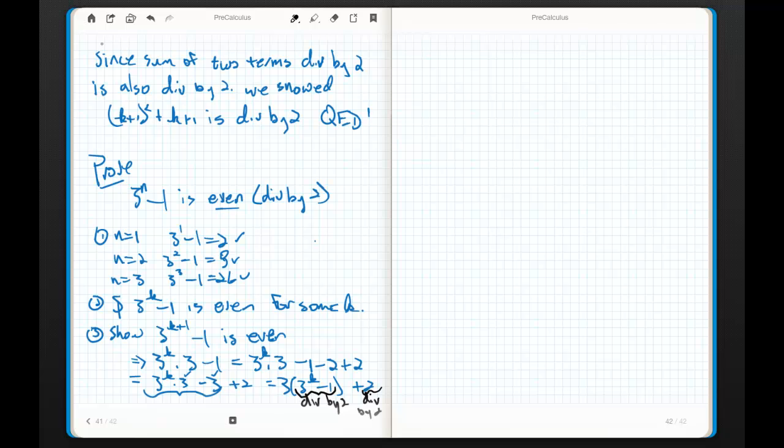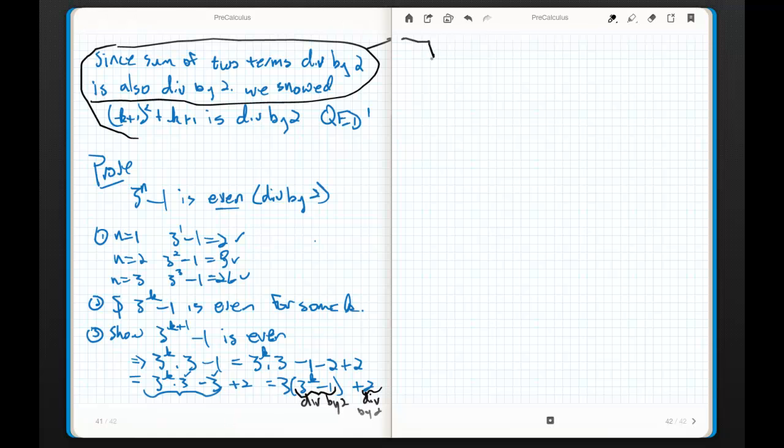So really, whoops, not that part. This whole statement, I'm just going to borrow this statement, send it over to the other page, and we showed, wow, this thing's lagging today, we showed 3 to the k plus 1 minus 1 is divisible by 2, or even. Yeah, QED. It's cool stuff.